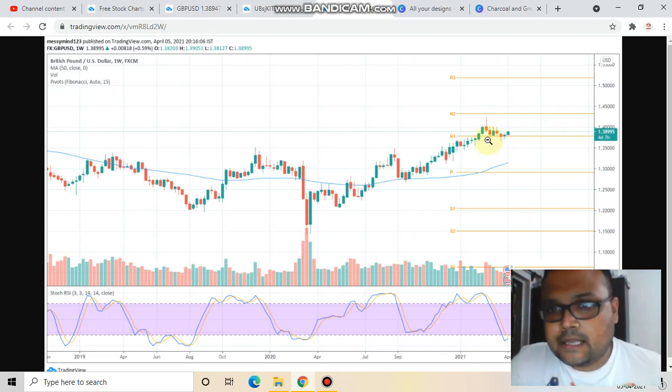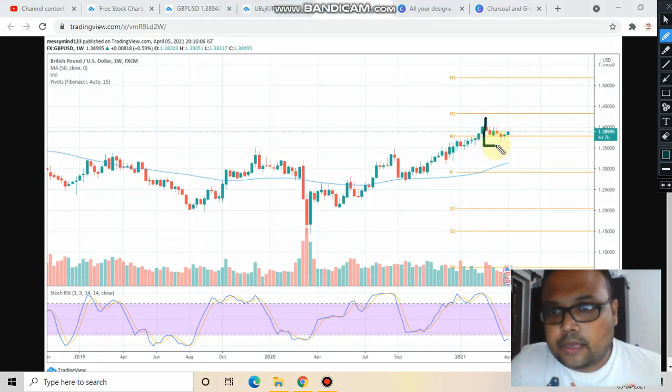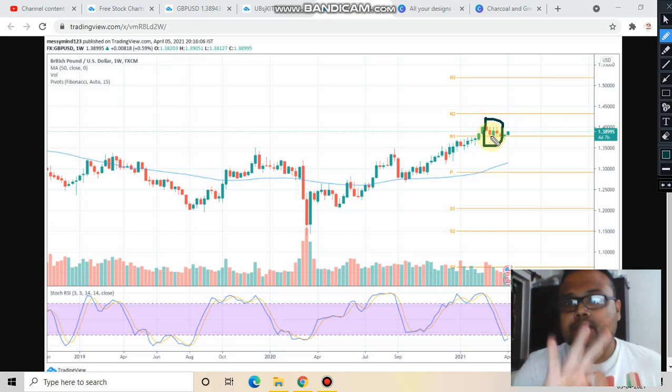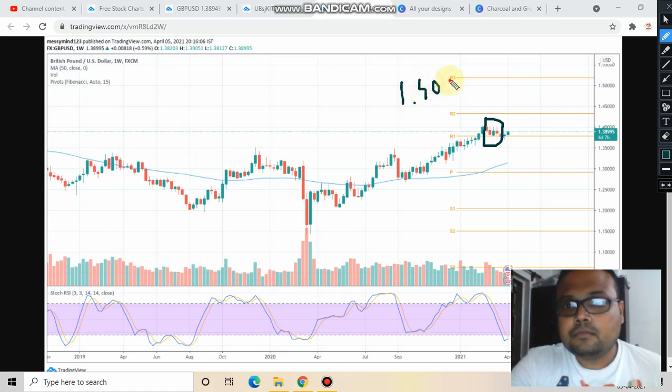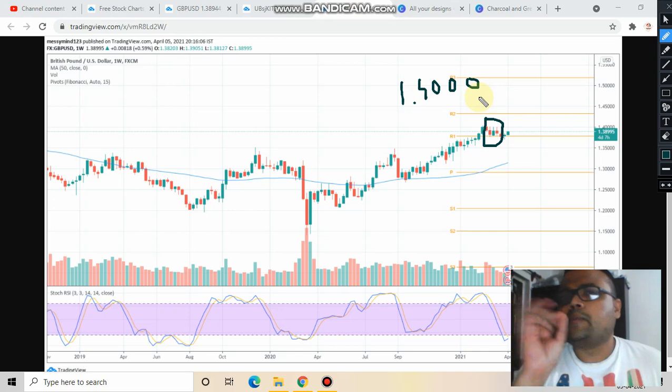Just look at these three candles. For three consecutive weeks the market tried to cross the 1.400 level, but the market failed, which means that there are some players, or there is a player, sitting at the 1.400 level who is not allowing the market to go up.